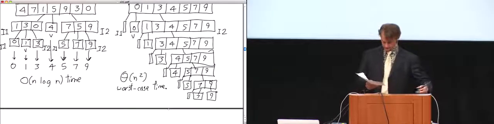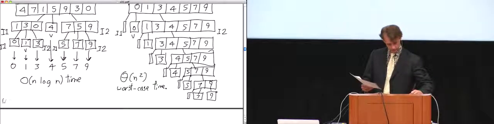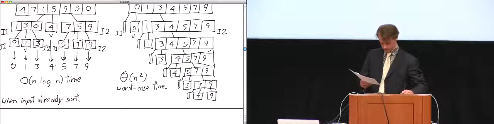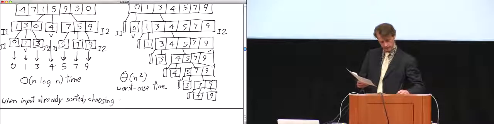So let me write down what I just said. When input is already sorted, choosing the pivot to be the first item is just a disastrous policy.